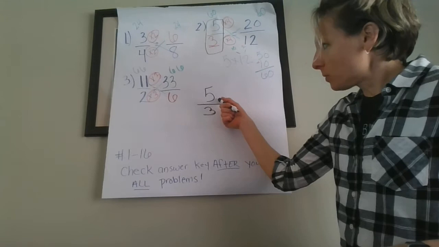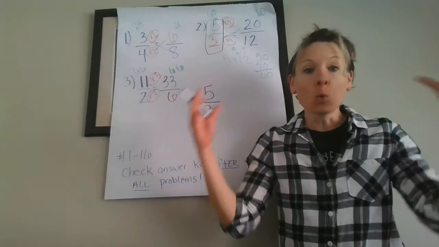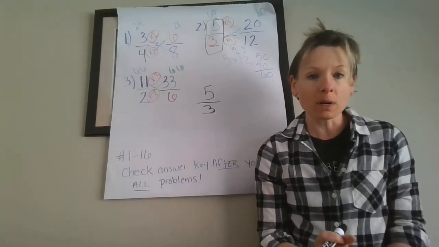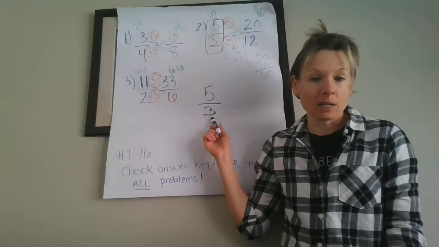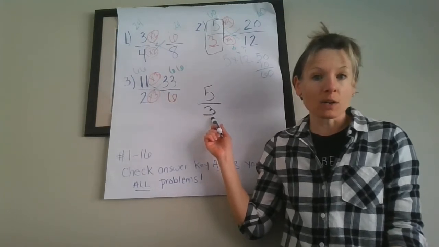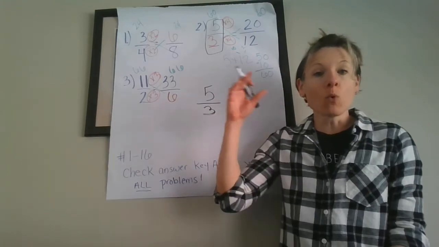When the numerator is larger than the denominator, it means it's more than one whole, because remember, one whole would be 3 over 3. 3/3 is one whole. This is 5/3. That means it's more than one whole.